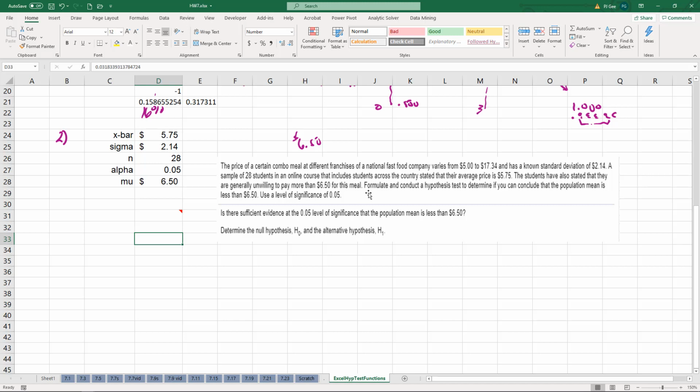So we might be a competitor of this chain. So that's why we may not be able to go to the original chain and get the information directly from them. We're doing a sample. We want to figure out whether we can beat the price or value for students for a certain restaurant. That's one way to take a look at this.